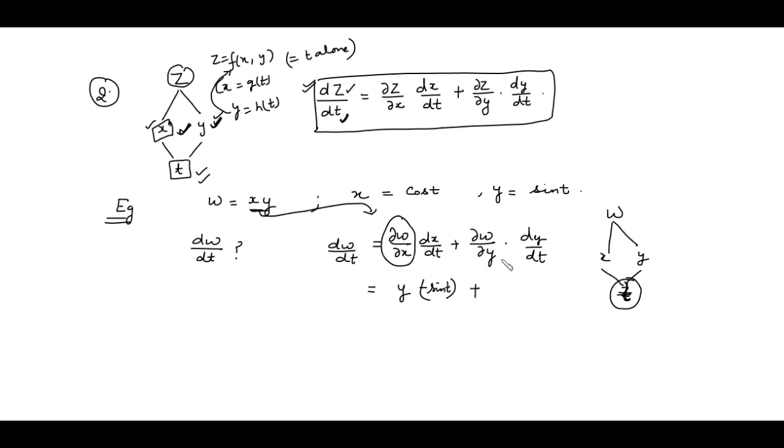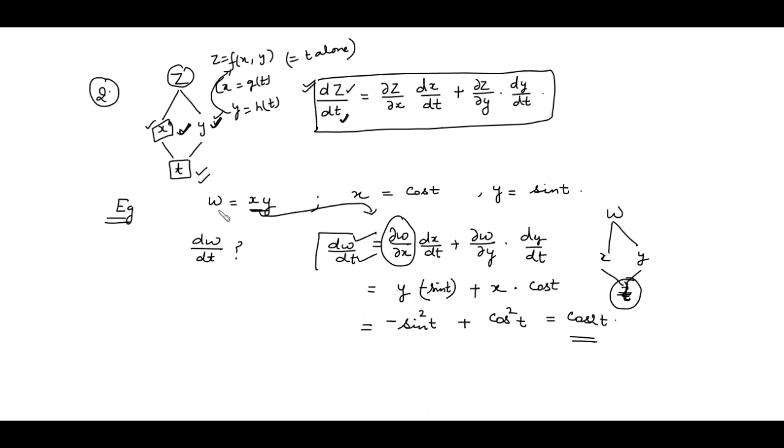plus what is the partial derivative of w with respect to y? This is x. What is the derivative of y with respect to t? This is cos t. So when you substitute the value of y and x in terms of t, we get the value of this derivative in terms of t. So this comes out to be minus sine square t plus cos square t, which is cos 2t. So this is the derivative of w with respect to t using the chain rule.